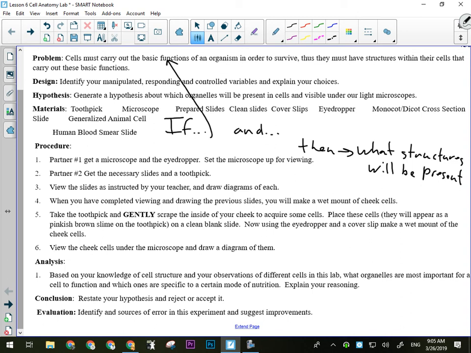You're going to get the necessary slides. They're over here, okay? They'll be on a desk up front. The things that we'll be looking at, right? We've got leaf cross-section, okay, that's one of the slides we're going to look at. We're also going to look at the animal cell, generalized animal cell.